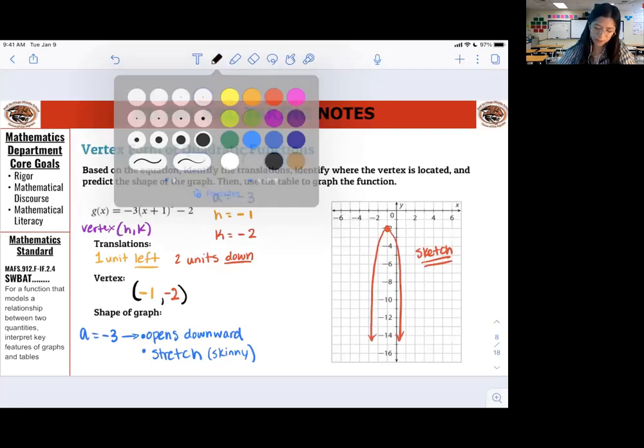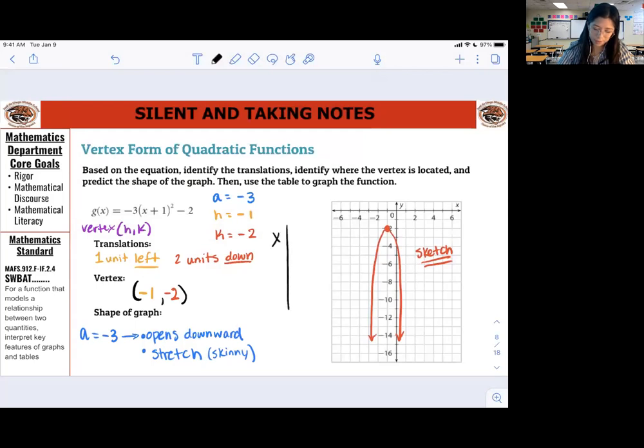So same as before, I'm just going to make a little table. And which point do I put at the center of my table? Sure. When I'm putting numbers down on my table, I want to start with what I already know. So what do I already know about this graph? X is -1 and Y is -2. Good. So I always put down the vertex, and then I'm going to go one point before the vertex and one point after the vertex.